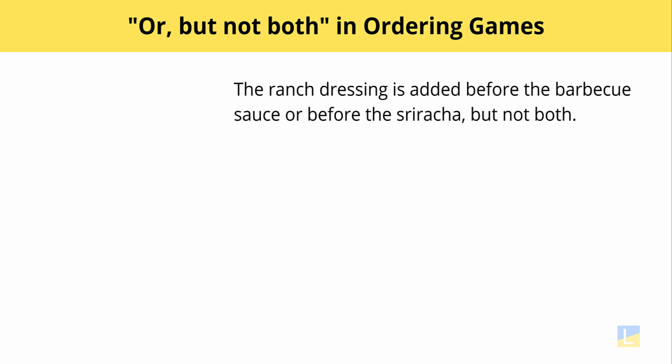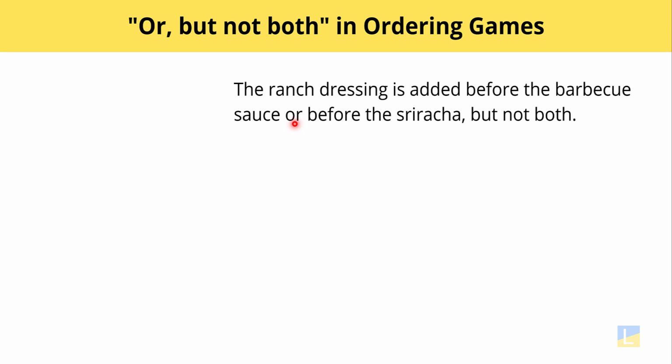This is Kevin Lin from Luminate LSAT, and this is going to be a video on how we handle rules that involve "or but not both" in ordering games. So let's say we're doing a game that involves adding ingredients to a soup one at a time. And one of our rules says the ranch dressing is added before the barbecue sauce or before the sriracha, but not both. How should we handle this kind of rule?